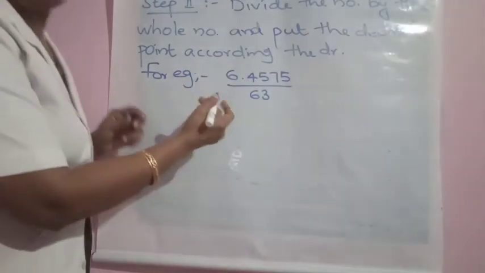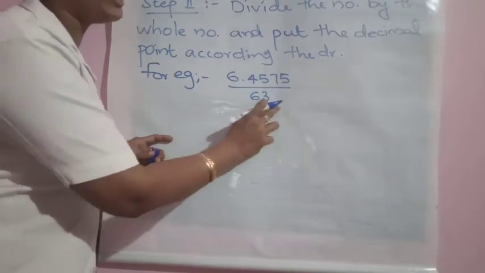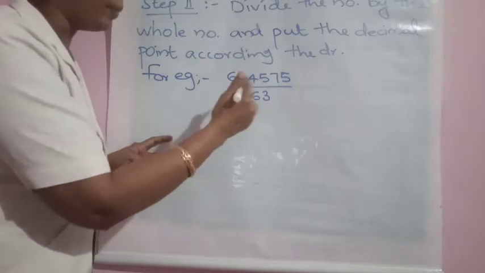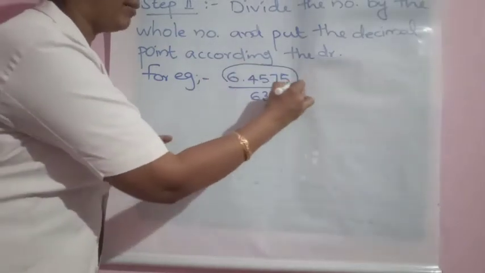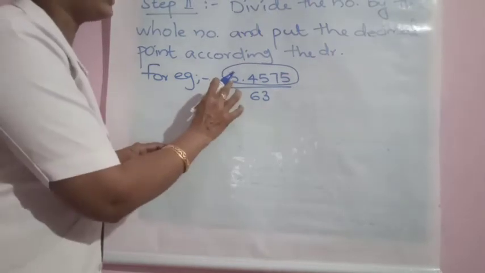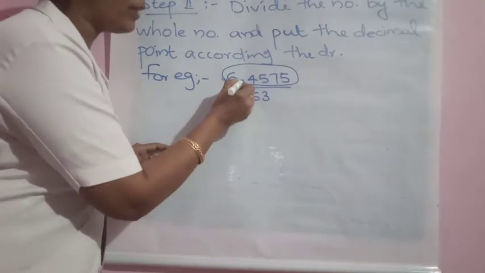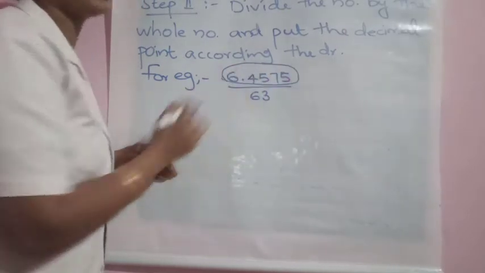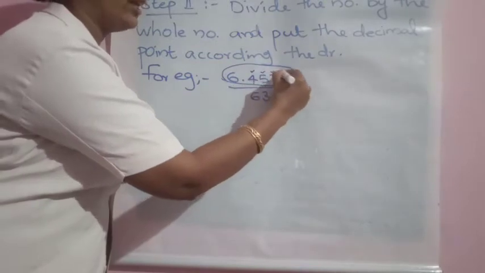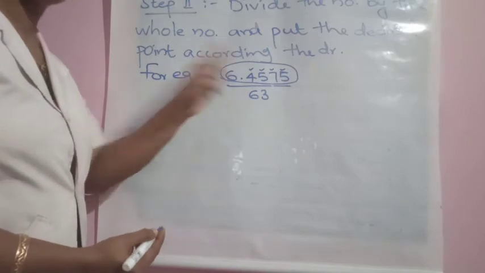So the question given is 6.4575 divided by 63. 63 you keep it there. We can take it later. Now you think about the circled one, your dividend. What is your dividend? 6.4575. Look at how many digits are there after the decimal: 1, 2, 3, 4. 4 digits are there after the decimal.